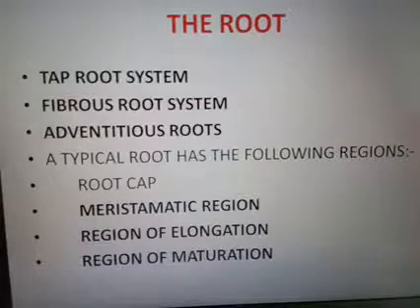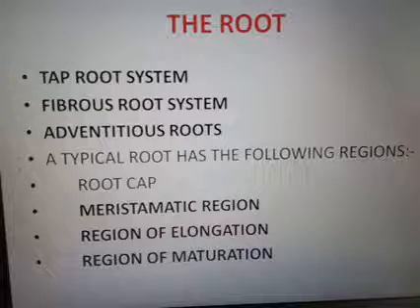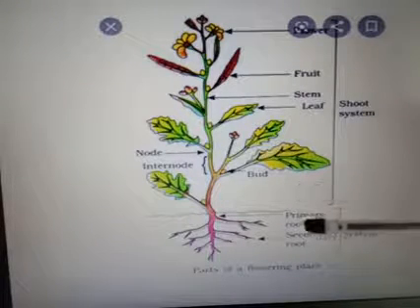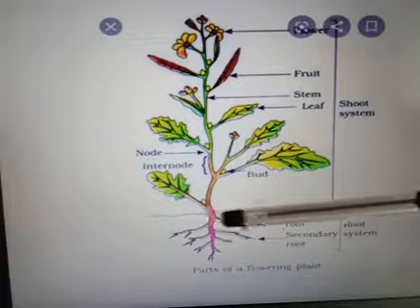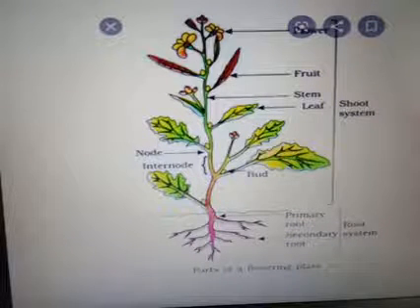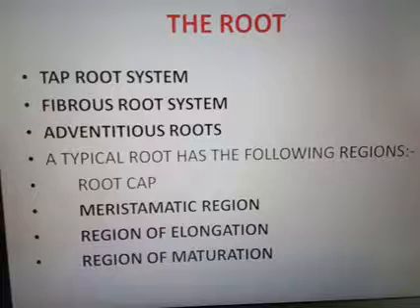In most of the dicot plants, the root developing from the radicle persists and forms the primary root, which in turn produces secondary and tertiary roots. That type of primary root and its branches together form the tap root system. Look at this figure. Here the primary root, secondary root and tertiary root can be seen. This type of arrangement is known as tap root system.